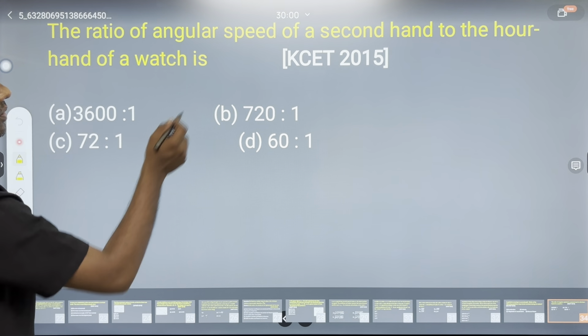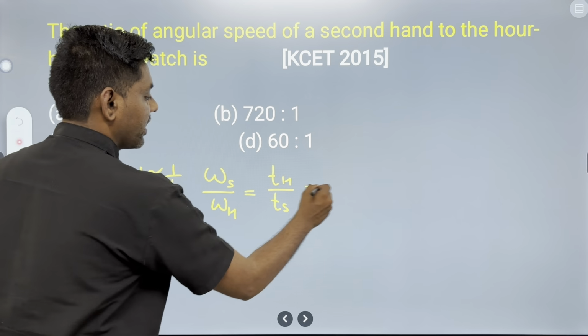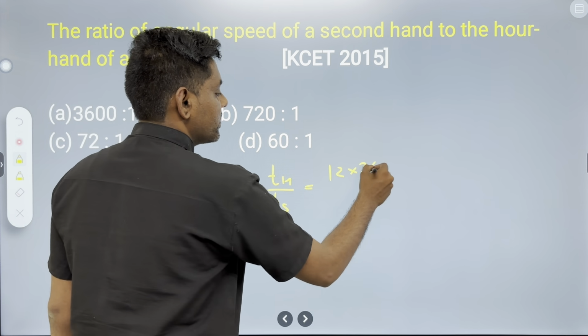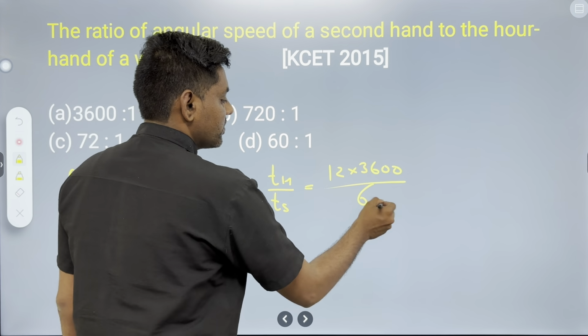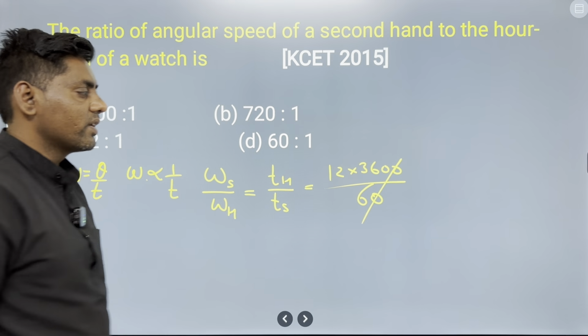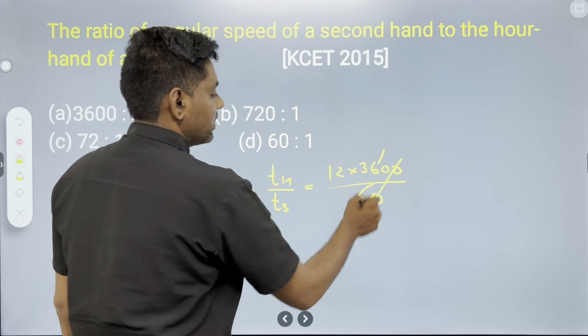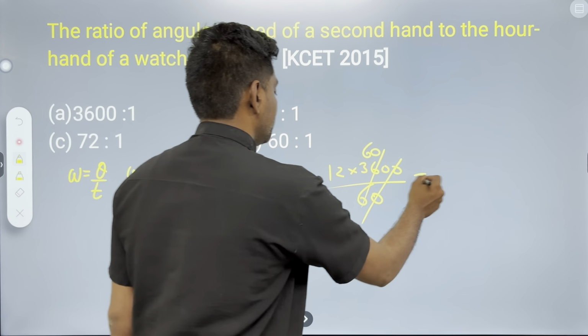So that is the time period of the hour hand divided by the time period of the second hand. So that is 12 into 3600 divided by 60. So the 0s get cancelled and it becomes 720. 720 to 1 is the correct answer of the given example. B is the option. Simple question.